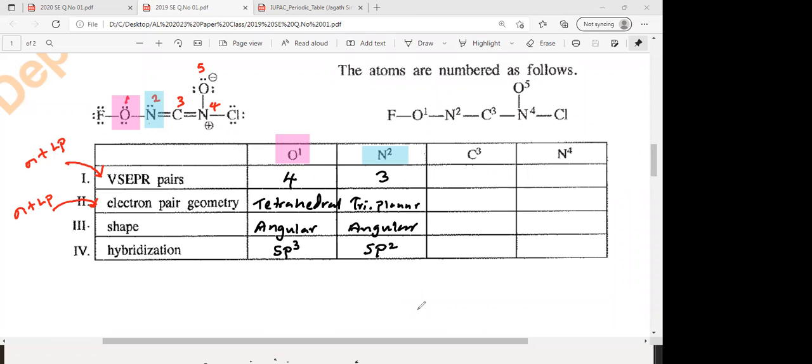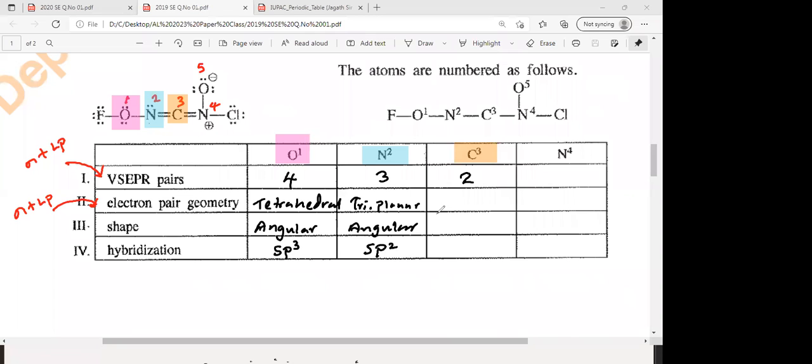C3, the third carbon atom. This is under the new syllabus, the first paper. How many pairs around that carbon? Only 2 sigma bonds. Pi bonds are not considered in the C3 carbon. Therefore, only 2 VSEPR pairs.